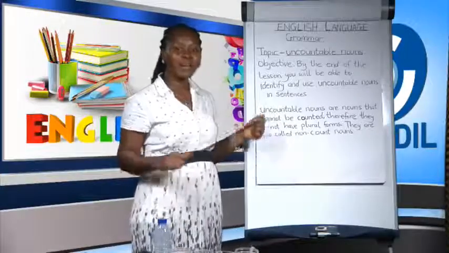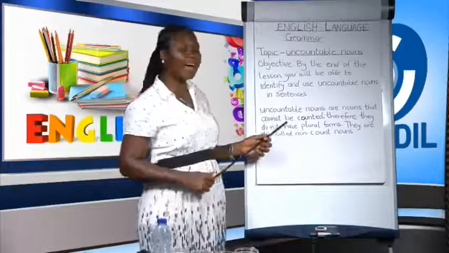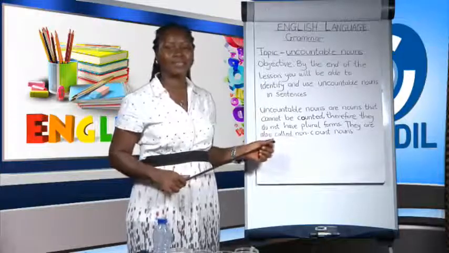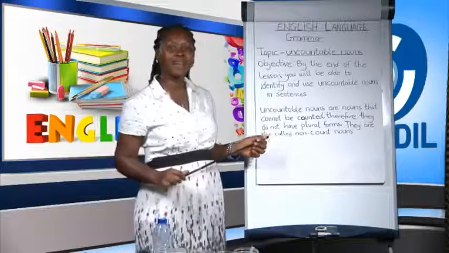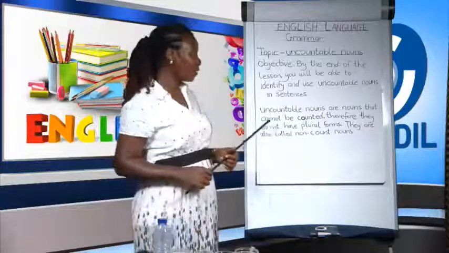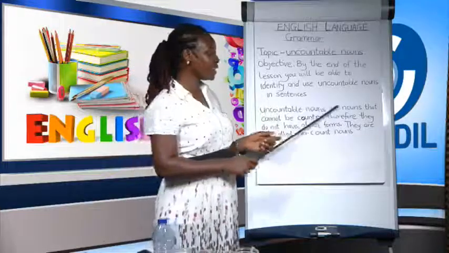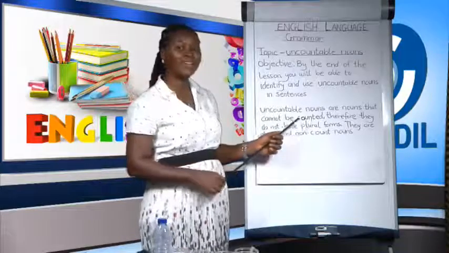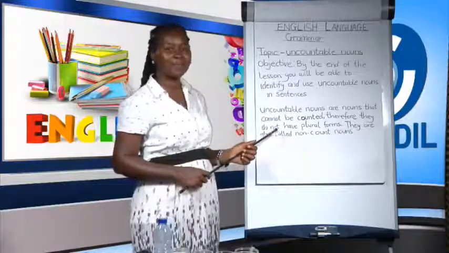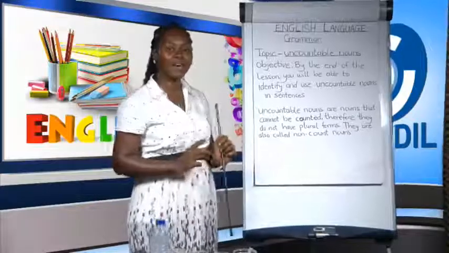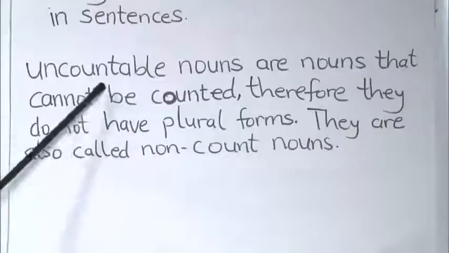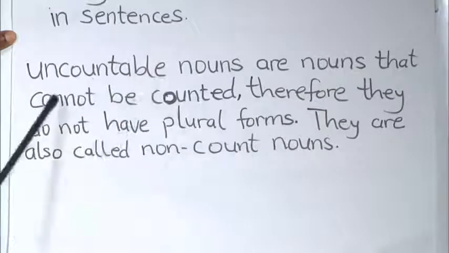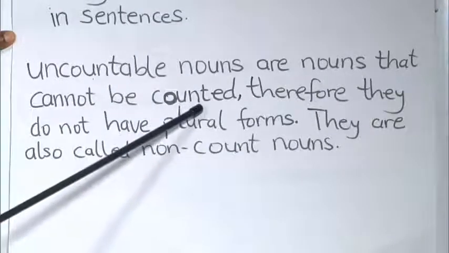When we talk of uncountable nouns, we say they are nouns that cannot be counted. Uncountable nouns are nouns that cannot be counted. We cannot count them. We cannot count uncountable nouns.